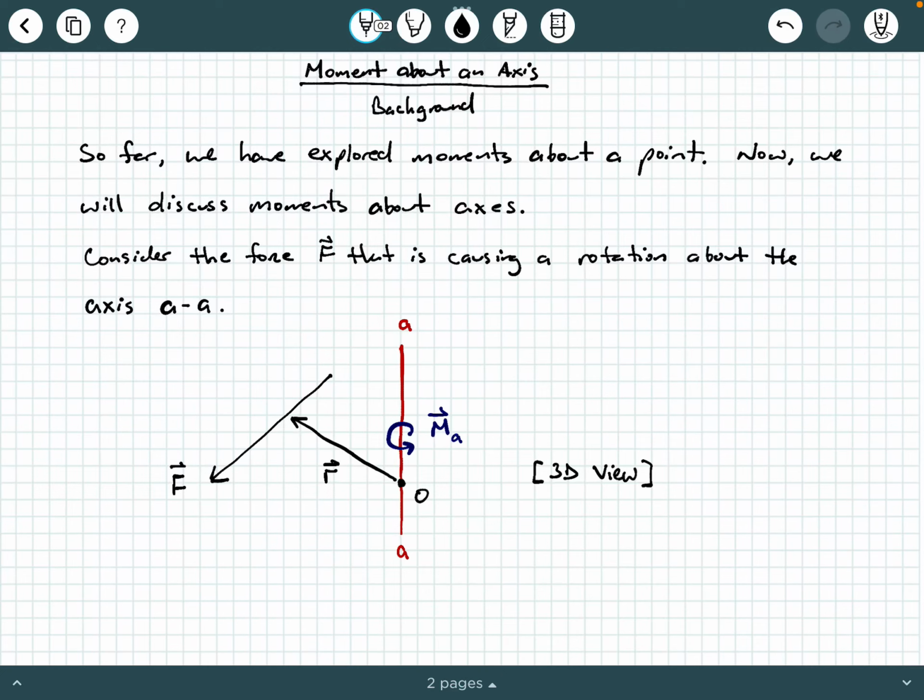Hey everybody, Dr. A here, and in this video we're going to be exploring some background information on how to compute a moment about an axis. So let's go ahead and get started.